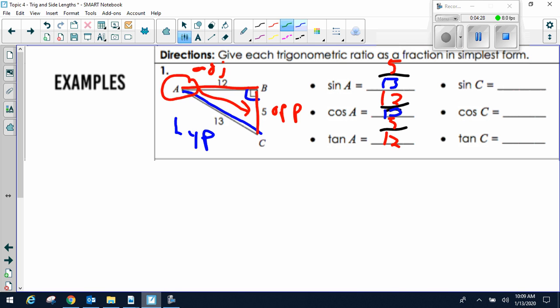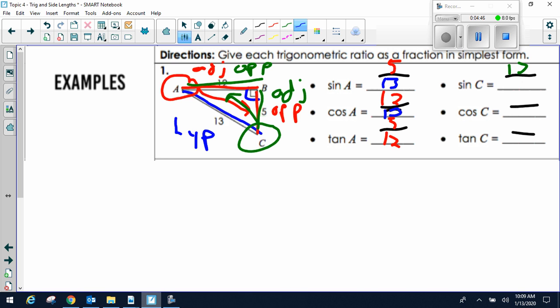If you choose angle C, it kind of changes things because now 12 is the one that's opposite it, and 5 is the one that's adjacent to it. Well, again, same thing. If I do opposite over hypotenuse for sine, that would be 12 over 13. If I do adjacent over hypotenuse for cosine, it would be 5 over 13. And if I do opposite over adjacent, it would be 12 over 5. And notice that things kind of just switched around. That should happen. Okay, but how is this useful?